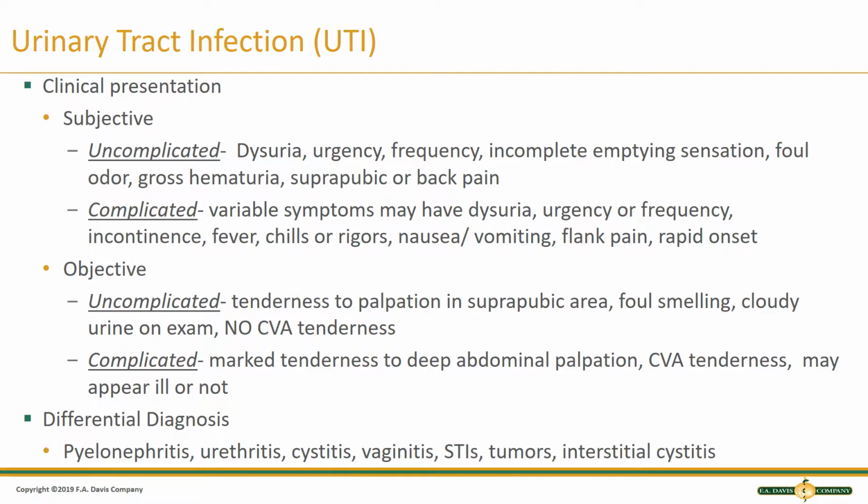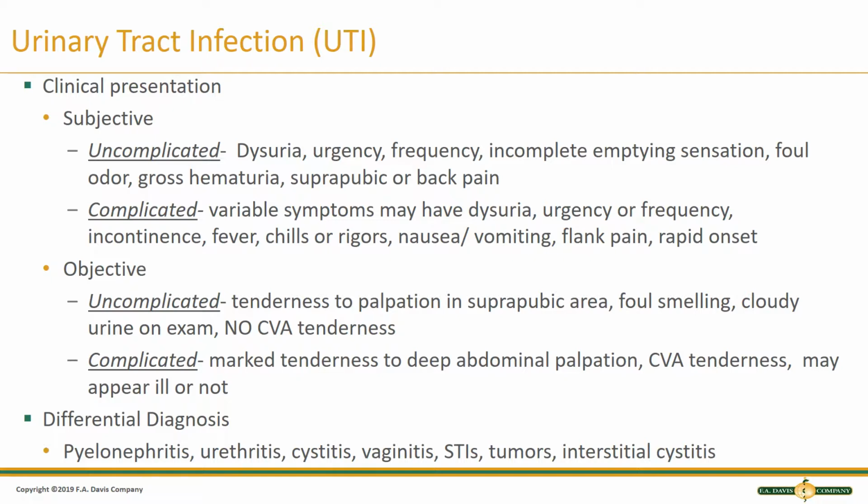Now, when they get into complicated, you're going to ask, have they had a fever, chills, rigors? Are they experiencing any nausea and vomiting? Are they having flank pain specifically, not just low back pain, which a lot of people present with? And what was the rapidity of the onset? And so if they have the heightened things of fever, chills, rigors, nausea, vomiting, flank pain, and rapid onset, it's going to move you towards the suspicion that it's a complicated urinary tract infection.